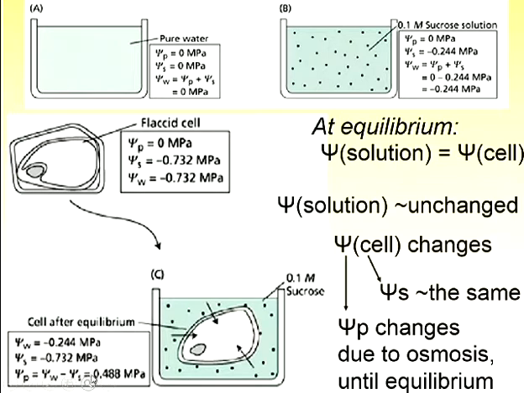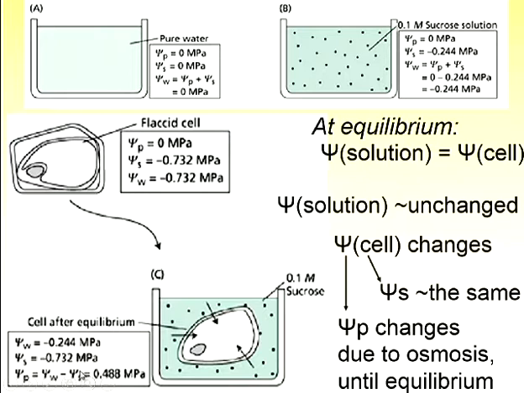So how high is that pressure? The overall water potential at equilibrium of the cell must be minus 0.244. That's the same as the solution. Solute potential has remained the same. It was minus 0.732. That was given. It still is the same. So now you can make the simple equation that the pressure potential, the turgor, must be the water potential minus the solute potential. That's the only equation, incidentally, that you need to know for the exam: water potential equals solute potential plus pressure potential.